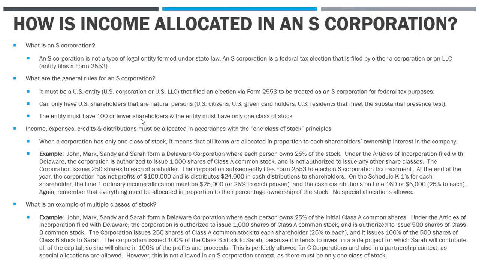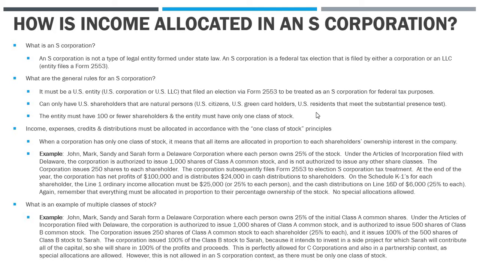Okay, so you can't have 500 different partners or shareholders in an S Corp. That's not permitted. And then lastly, the entity must only have one class of stock. And it's this one class of stock rule that we want to kind of focus on for this video.